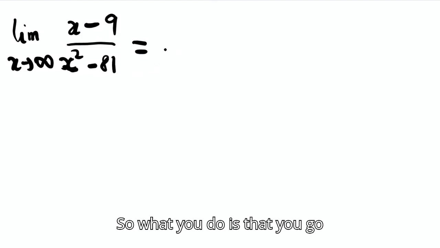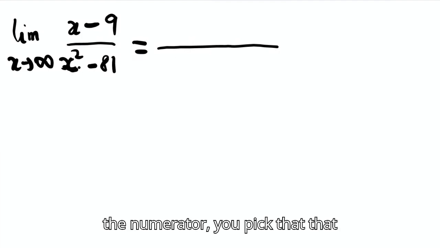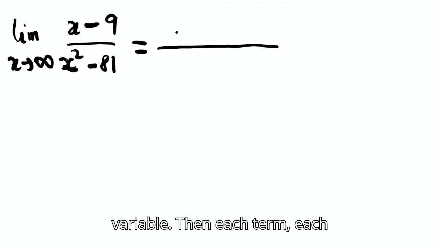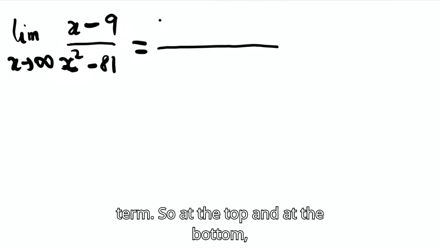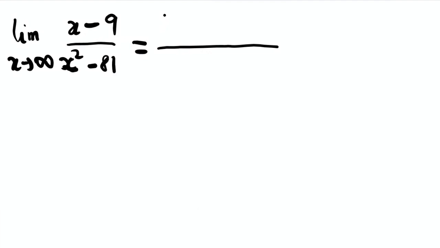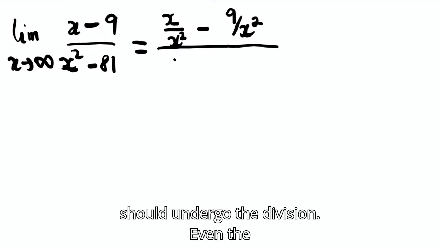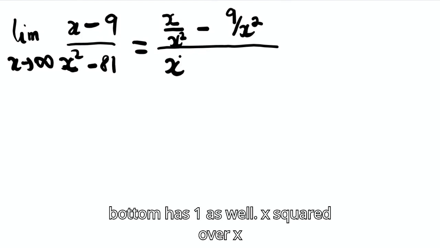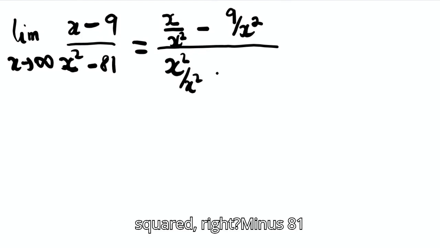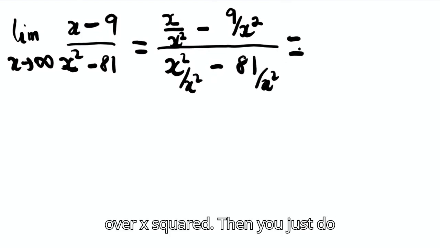So what you do is that you go to both the top, the numerator, and the denominator. You pick that greatest power of the independent variable. Then each term at the top and at the bottom, you divide it by that particular value. So at the top, you have x over x squared, minus 9 over x squared. Each term should undergo the division. Even the bottom has one as well, x squared over x squared, minus 81 over x squared. Then you just do simplification.